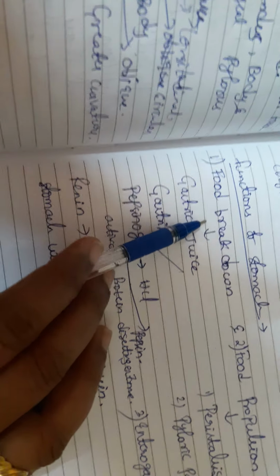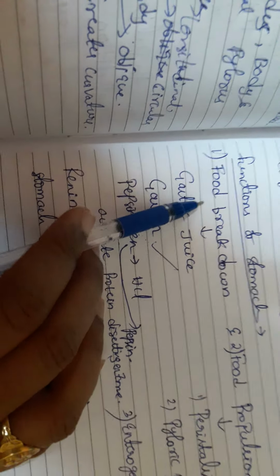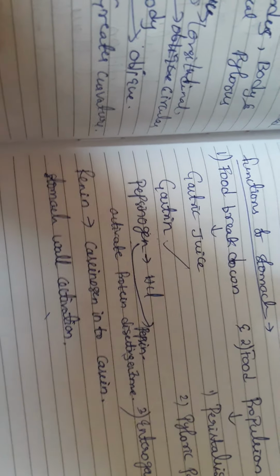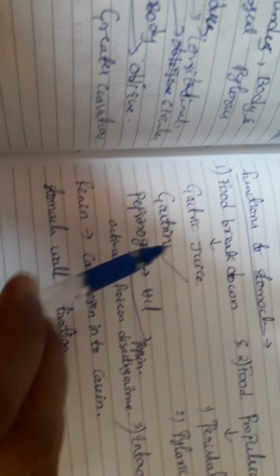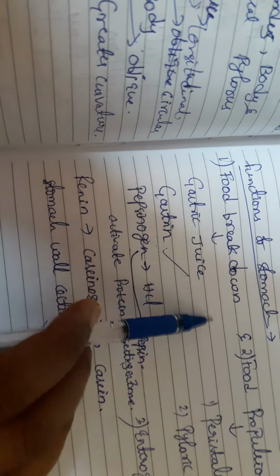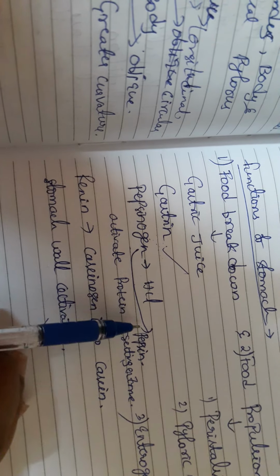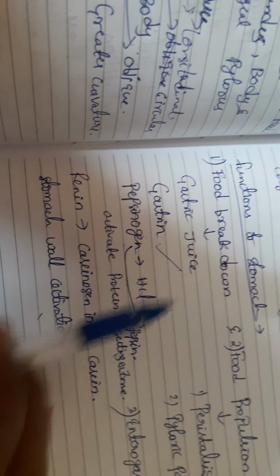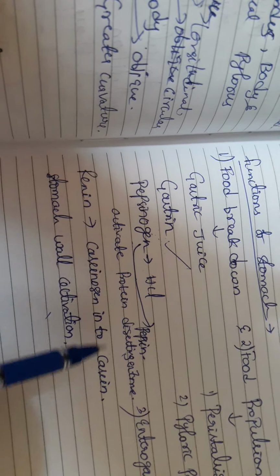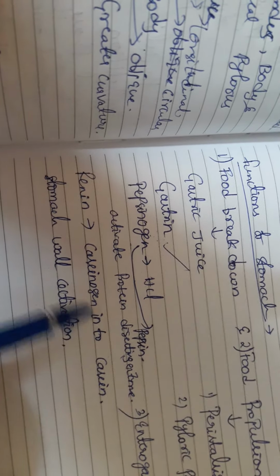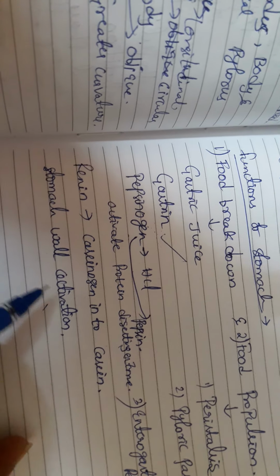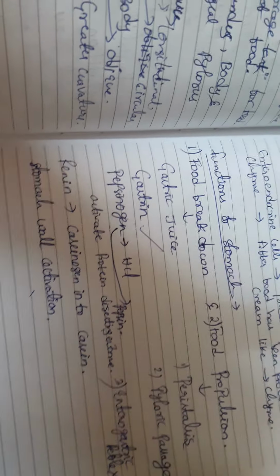Here two different things happen, physical digestion as well as chemical digestion. Chemical digestion takes place with the help of gastric juices, gastrin, pepsinogen as well as renin, but physical digestion, nothing but mechanical digestion, takes place with the help of stomach wall activation and the food entry process.